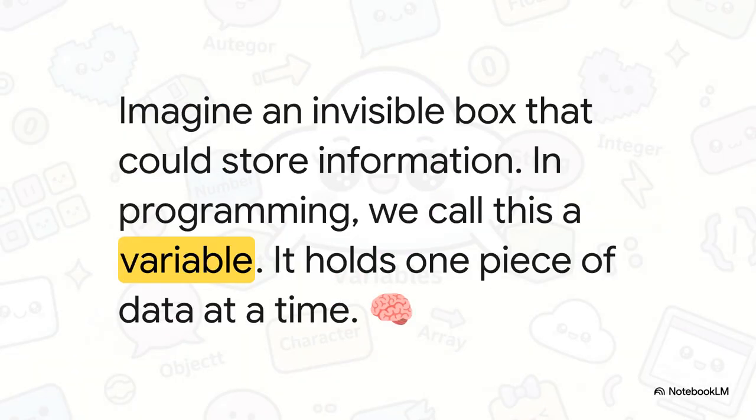The best way to think about a variable is to just picture an invisible box. Seriously. It's a little container that a programmer creates inside the computer's memory, and it's designed to hold just one piece of information at a time. Whether that's a name, a number, or just a simple yes or no answer, you just pop it in the box to use later.